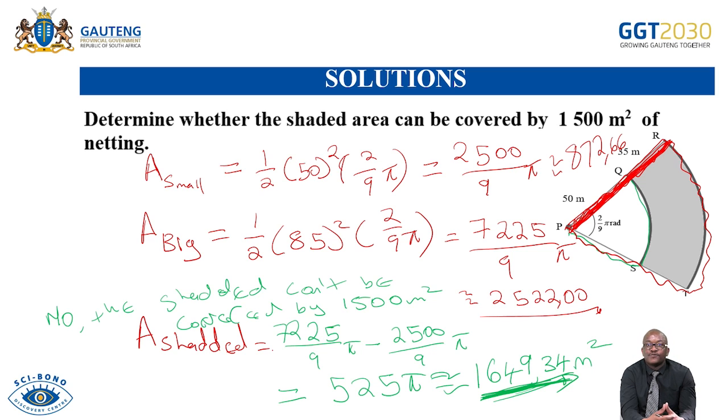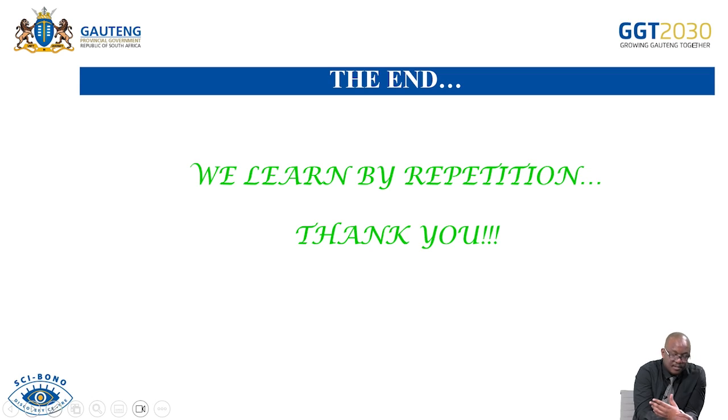But the idea is for you to know how to calculate those areas. Then this is the end of our lesson. With this lesson, we were dealing with the sectors and segment, and also the relationship between the diameter, the height of the segment, and the length of chord. We learn by repetition. If you go and get those previous question papers and practice more, then you will understand this topic better. Thank you.